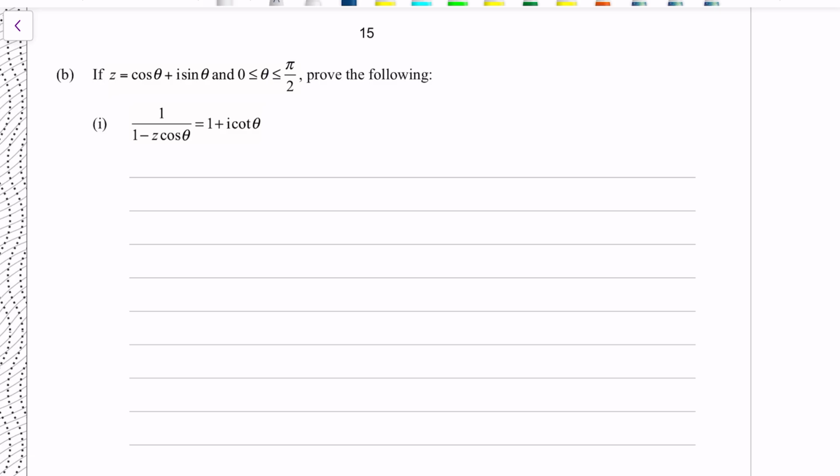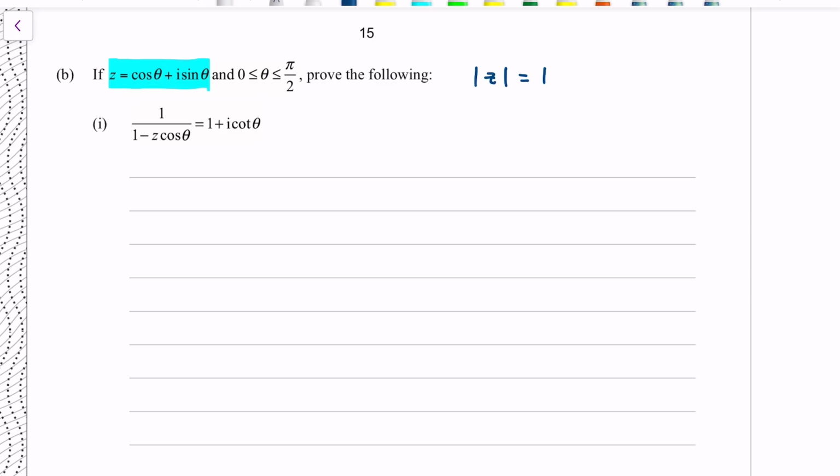Okay, so this one here we don't need too much knowledge of complex numbers. We just need to know how to deal with this: z equals cosine theta plus i sine theta, or cis theta. What that tells you is that the modulus of z is equal to 1. So the thing that we're actually proving here only works if the modulus of z equals 1. If it was any other modulus, so r cis theta, then this proof wouldn't work.